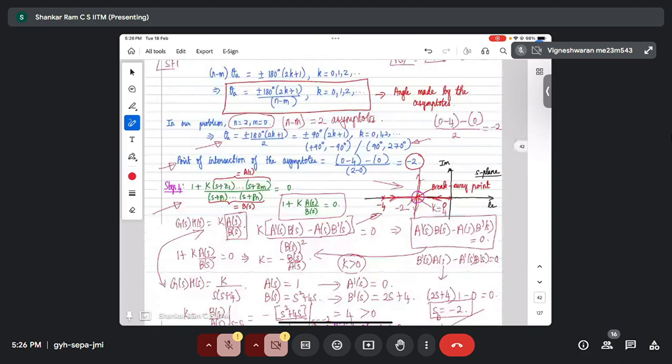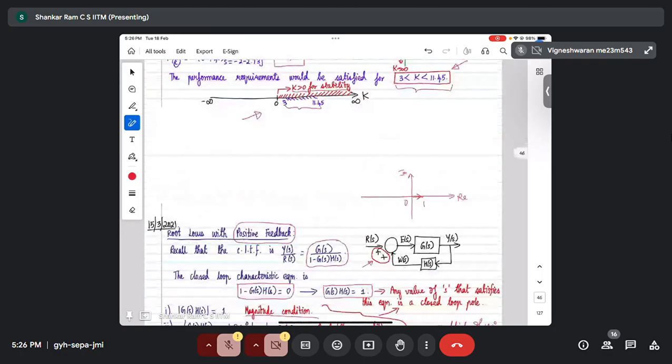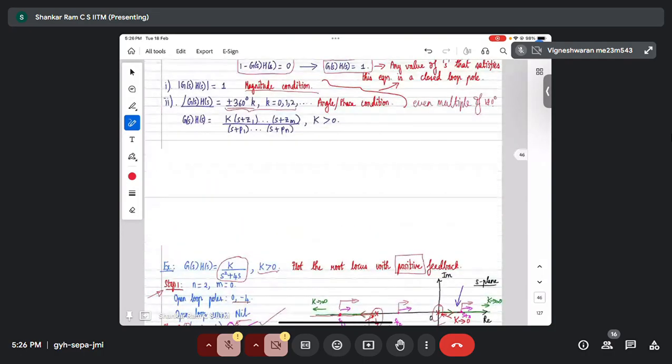With positive feedback, the angle condition is 360 degrees. As we interpreted, it's an even multiple of 180 degrees. That's why we want the number of real open loop poles and real open loop zeros to the right of the test point to be even. I hope that clarifies this point.